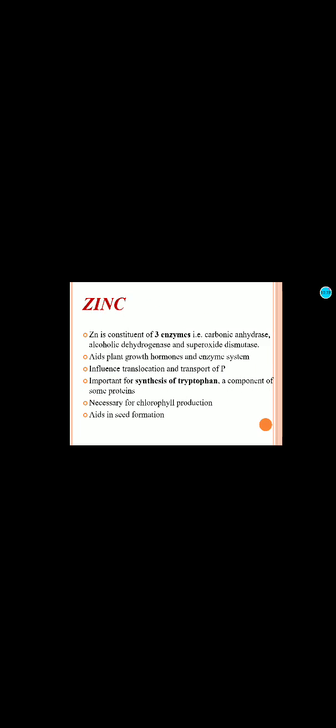Then zinc. Zinc is a constituent of three enzymes, that is carbonic anhydrase, alcohol dehydrogenase and superoxide dismutase. It aids plant growth hormones and enzyme systems. It influences translocation and transport of phosphorus. It is important for synthesis of tryptophan, a component of some proteins. It is necessary for chlorophyll production. It aids in seed formation.